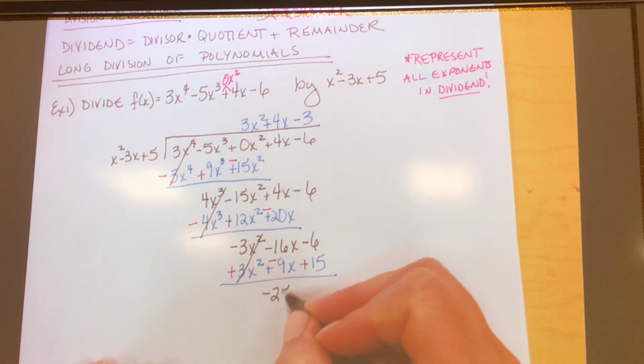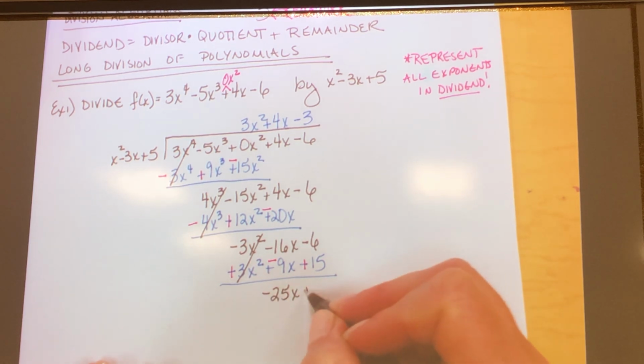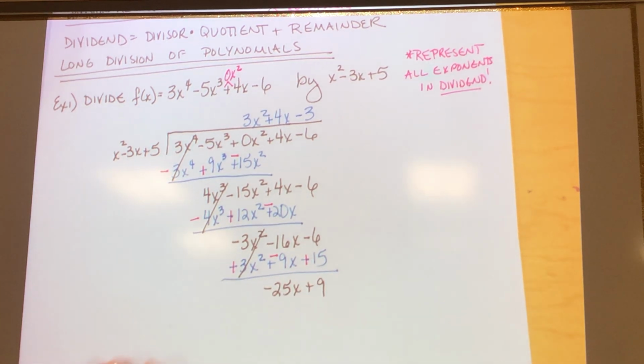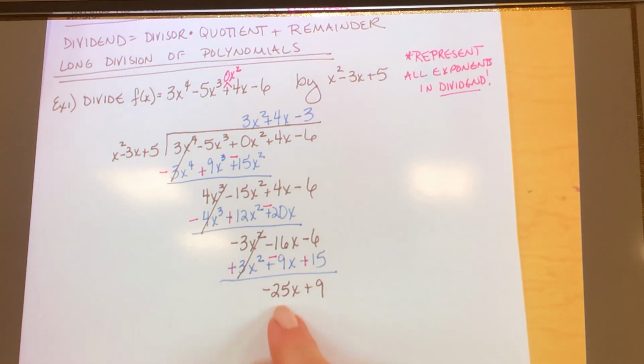Did y'all get negative 25x plus 9? Yes. Anybody got a question? Wait, if it's negative 15 plus 12, it should be. Wow, where's 12? Oh, I'm sorry. That's okay. I was looking at the wrong part. Okay. All right. So now, do I do it again?